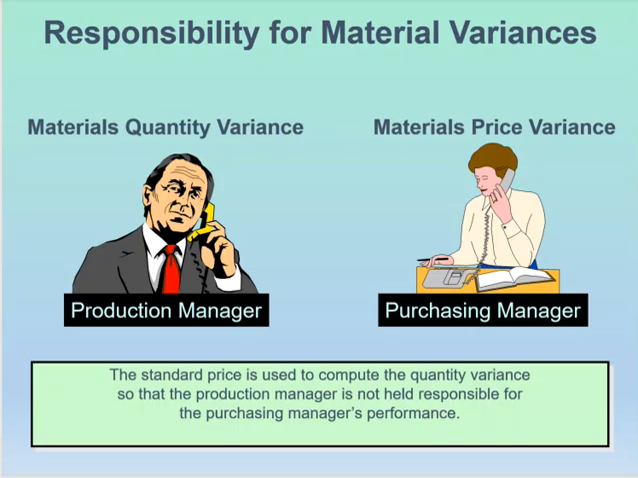And as I mentioned just a minute ago, typically the purchasing manager and production manager are usually the ones that are held responsible for the materials price variance and the materials quantity variance respectively. The standard price is used to compute the quantity variance so that the production manager is not held responsible for the performance of the purchasing manager.